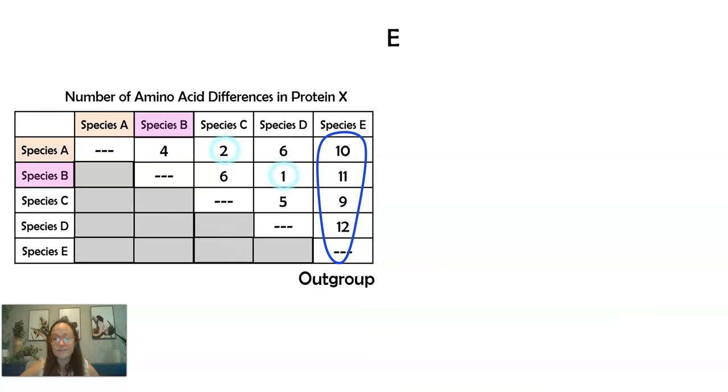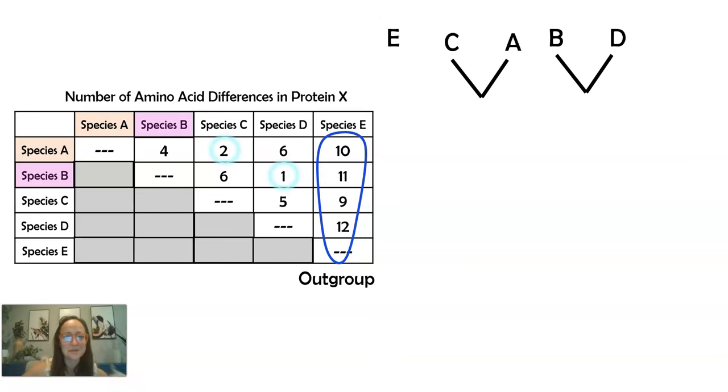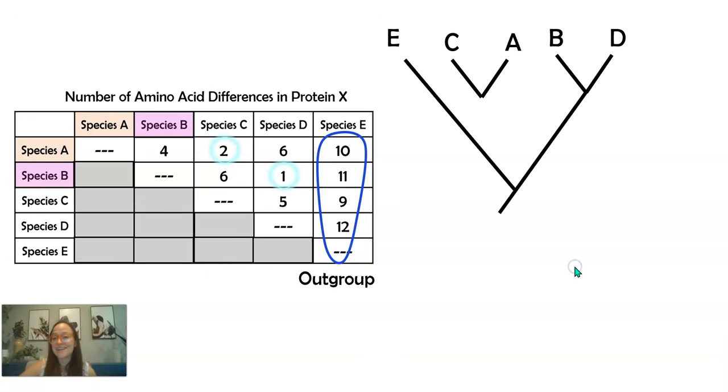So here I have E as my outgroup, and then I notice that B and D have only one difference, so they have a very recent common ancestor. Then A and C also have a very recent common ancestor. If you're looking at this, you might be thinking, well, that's not a cladogram or a phylogenetic tree. Well, I find it really easy to just connect the lines. So now I have a tree, and if you check the numbers and data, it really does work out.